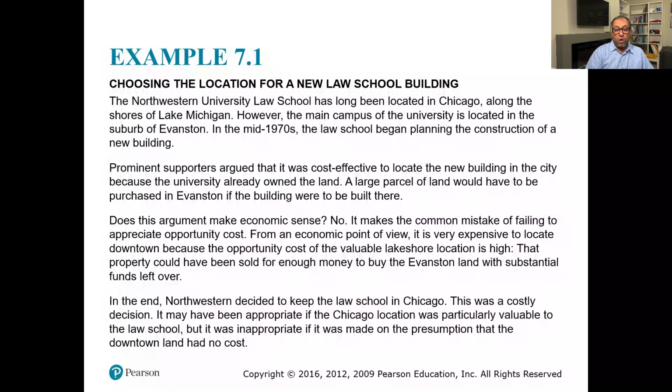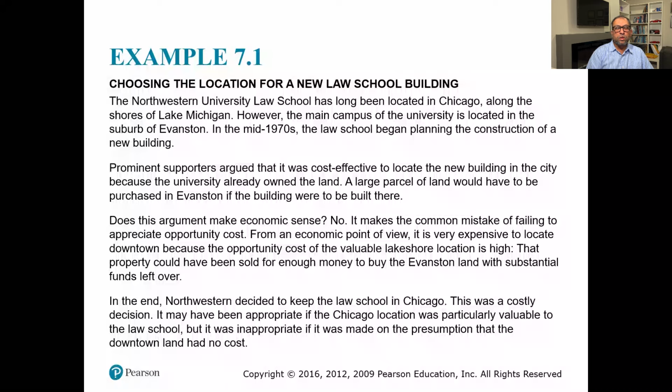From an economic point of view, it is very expensive to locate downtown because the opportunity cost of a valuable lakeshore location is very high. That property could have been sold for enough money to buy the Evanston land with the substantial funds left over. So if they sell it, they buy it. In the end, Northwestern decided to keep the law school in Chicago, and this was a costly decision.